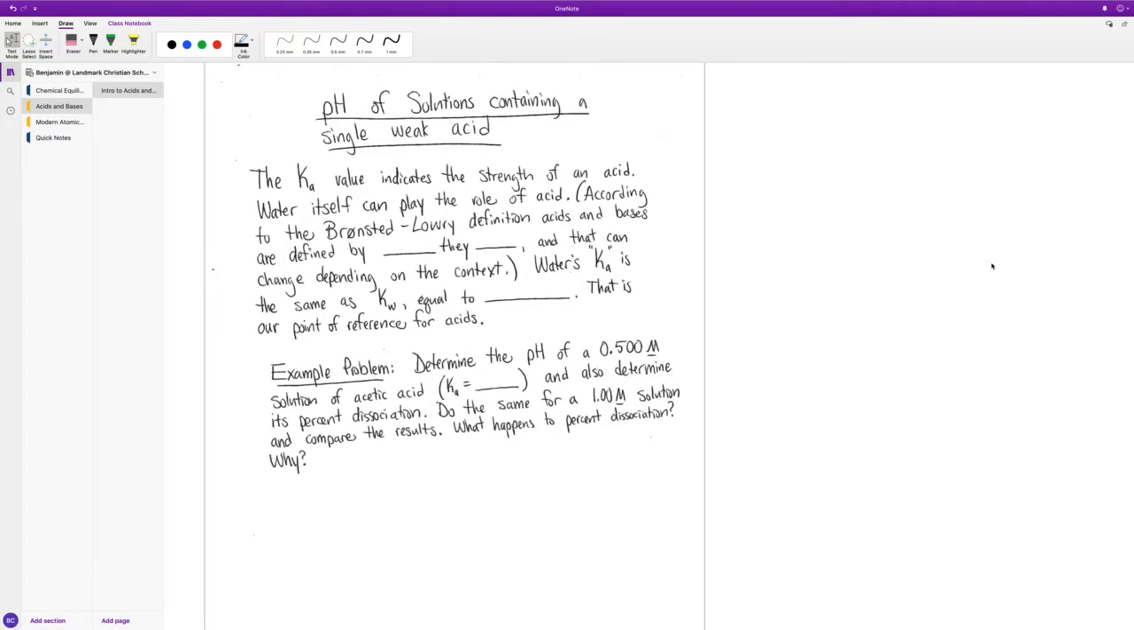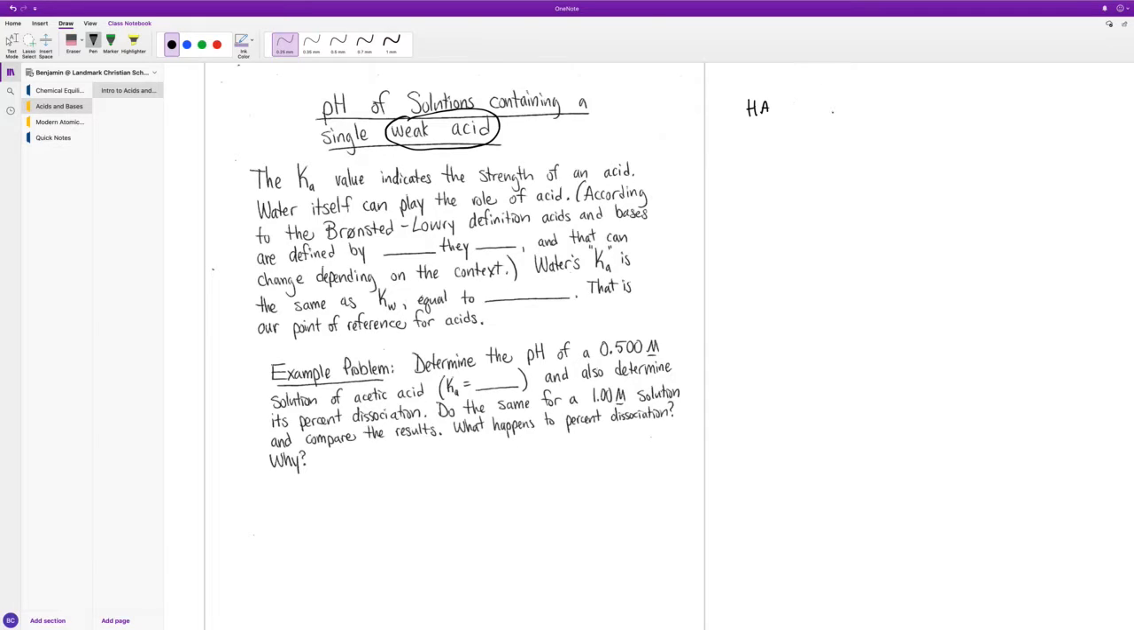So right now I want to take a look at how to calculate the pH of a solution that has a weak acid. Now, a weak acid is an acid that does not undergo 100% dissociation, and your general weak acid is called HA.